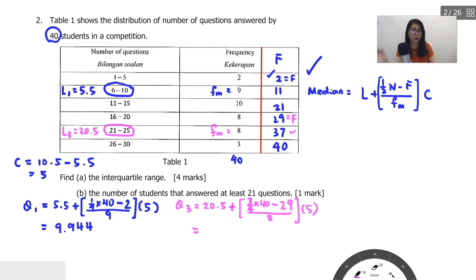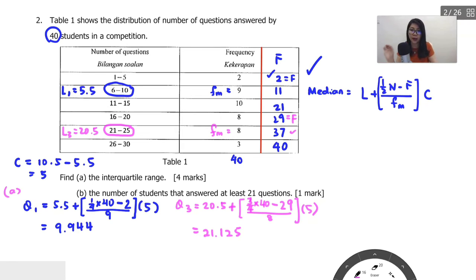So let's use the calculator and calculate. 3 quarter times 40 minus 29, then divided by 8 and then times 5, and then plus 20.5. That's how we use the calculator to calculate. And we get 21.125. Okay, so to find the interquartile range, how are we going to find?